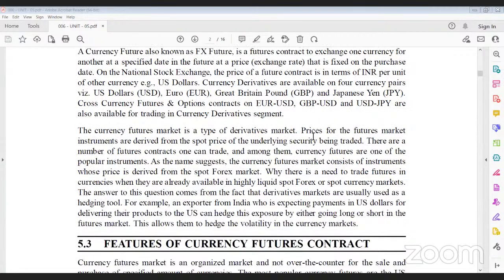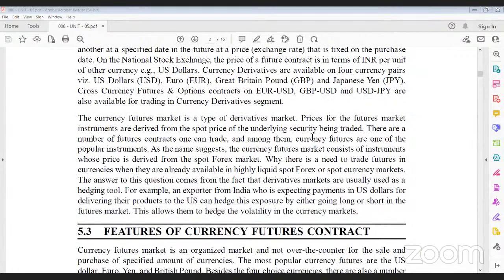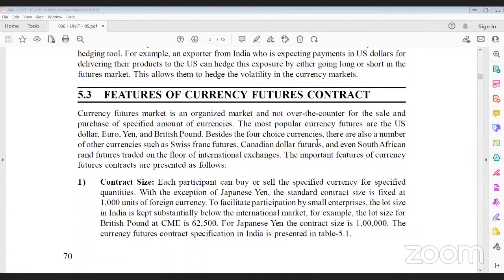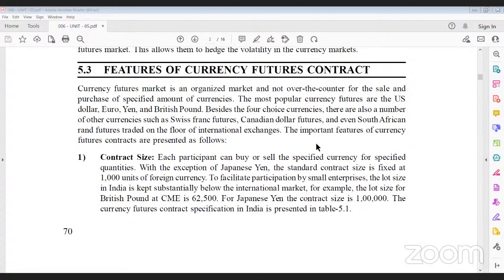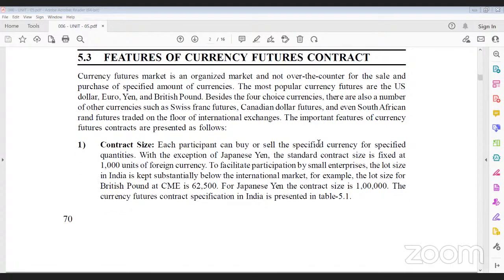Now, moving on, suppose an exporter from India is expecting some payments in US dollars for the trading that had happened. Now, this can be hedged either by going long or short in the futures market. This allows the hedging of volatility in the currency market. Now, features of currency future contract. What are the various features of the currency futures?